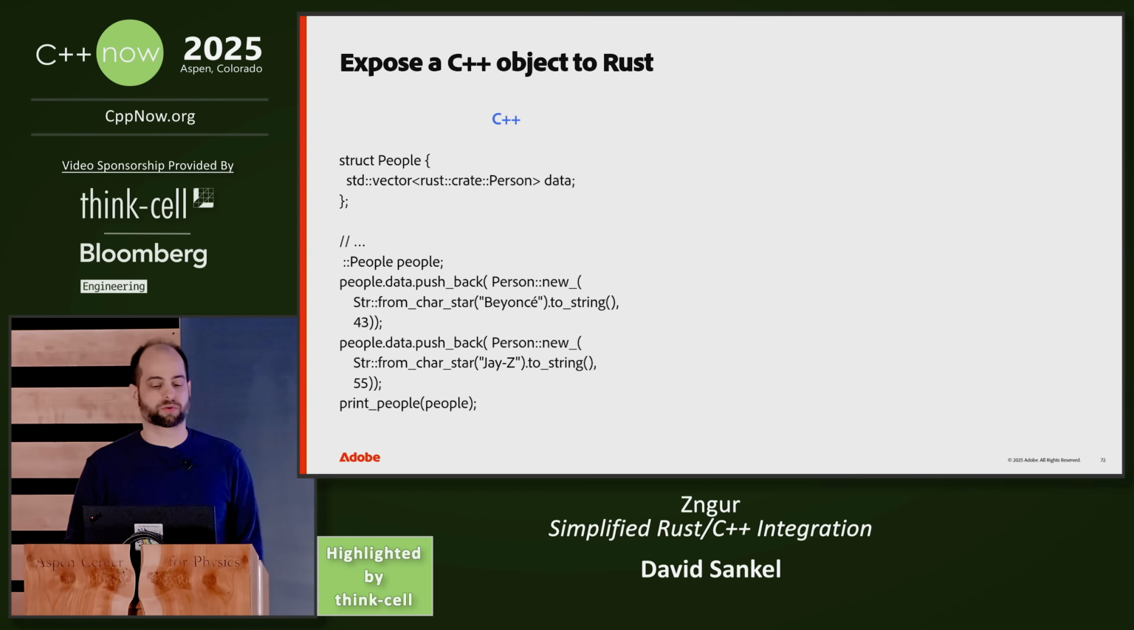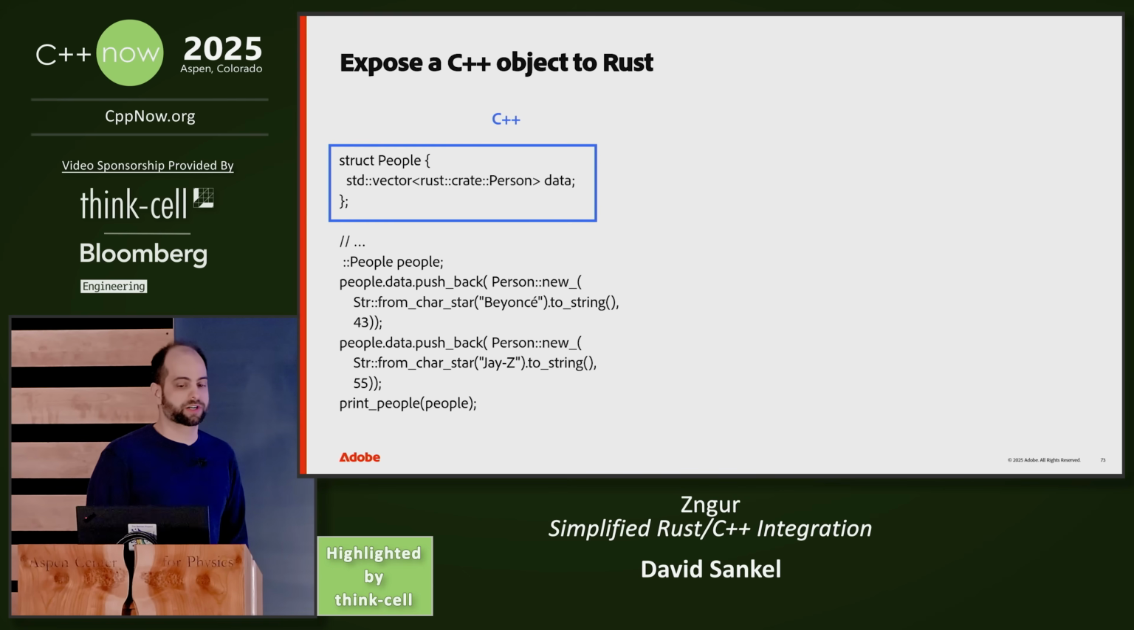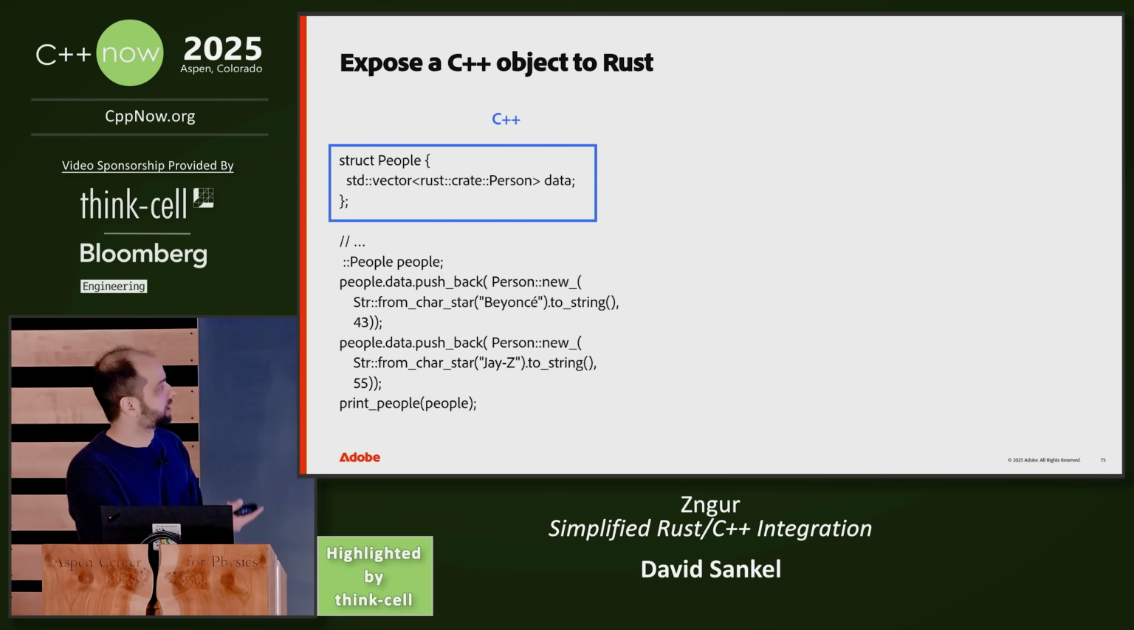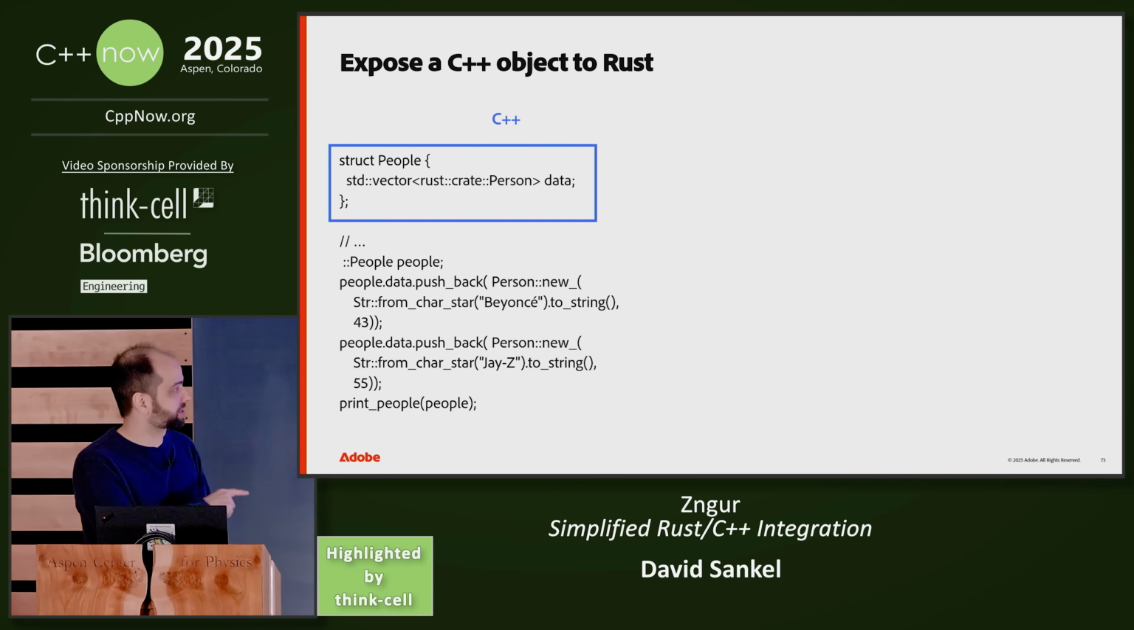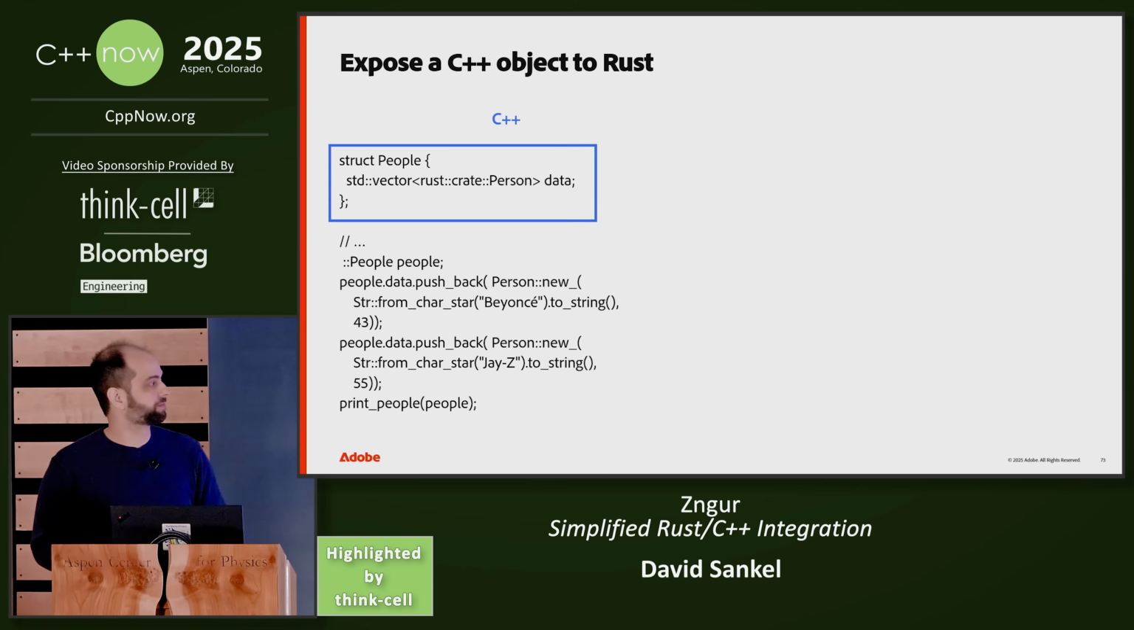Okay, what about exposing a C++ object to Rust? So here we have in C++ a struct, and it has a single data member called data, which is just a std vector of Rust persons. Okay, so this is a C++ data type, which uses some Rust data types inside of it.